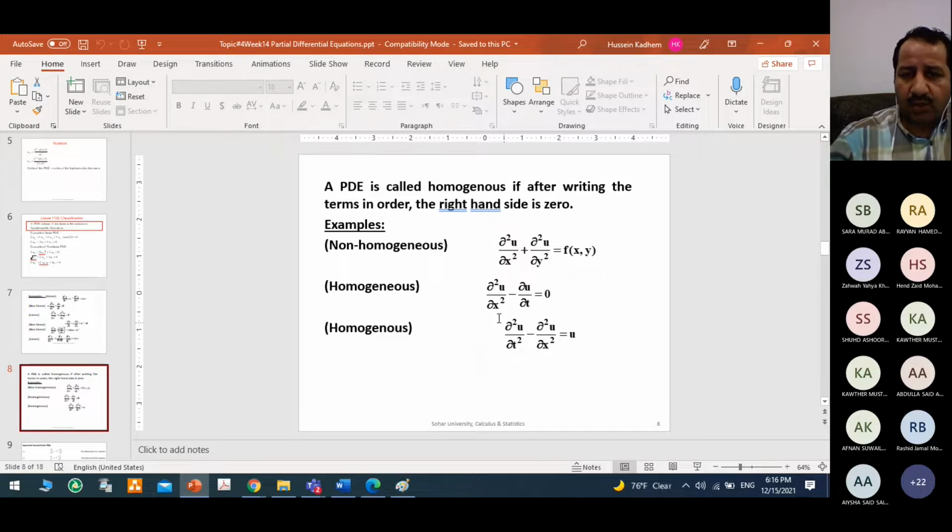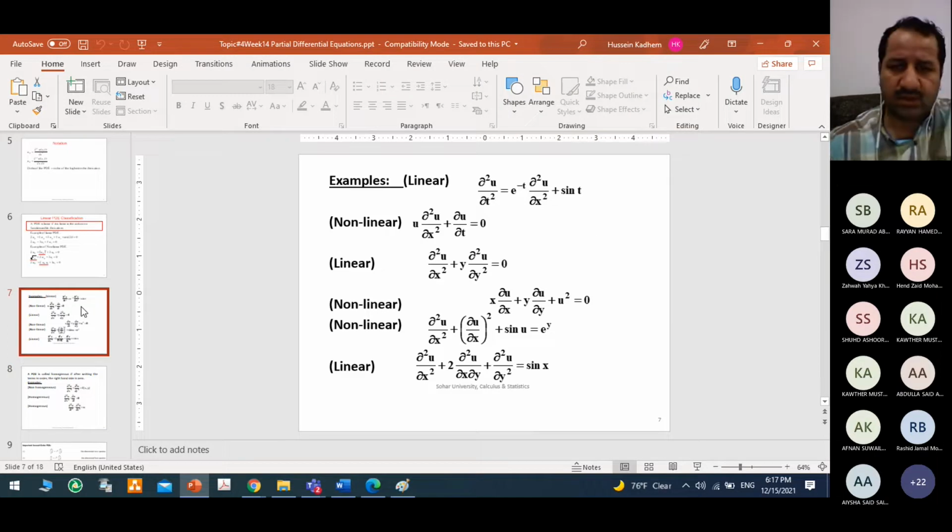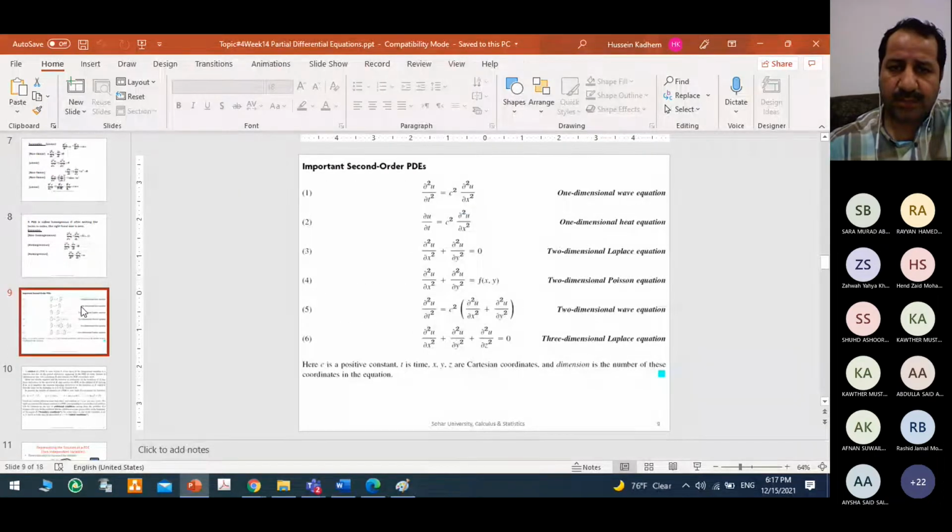This is how the homogeneous looks. You see equal to 0. This is the partial differential equation equal to 0. Here also homogeneous: partial differential equation equal to u, because u can be transferred to the left-hand side, will be minus u, again equal to 0. But here this is non-homogeneous, because the partial differential equals f of x, y, a function of the independent variables. So this is the non-homogeneous, similar to what we discussed in ordinary differential equations and in Laplace.